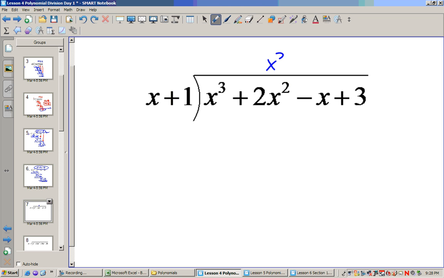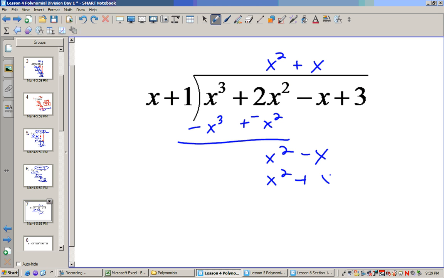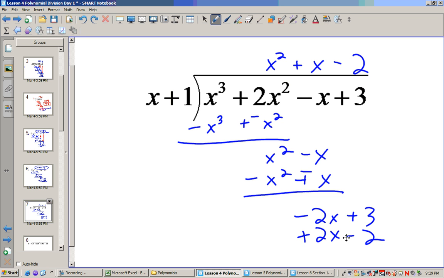Alright. This will be x squared. So I'll have x to the third power plus x squared. Now I subtract these out, leaving x squared. We'll drop the next value, minus x. What times x gives us x squared? That value is x. So when I multiply it across, I get x squared minus x, or plus x. When I subtract, those will cancel out. This becomes negative 2x plus 3. What times x is negative 2x? Minus 2. So it's going to be negative 2x minus 2. When I change the signs, this will turn into positive 5.